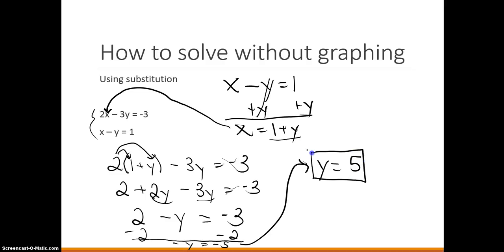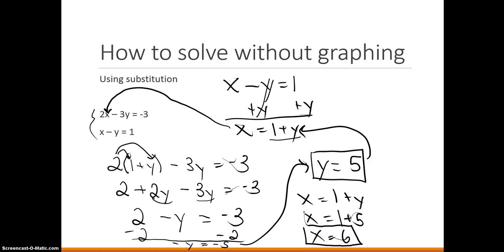So I'm not done. I've solved for y, but I don't know what x is. Now that I know what y is, the easiest thing to do is plug that right into my equation where I know that x is equal to 1 plus y. So since y is 5, x is equal to 1 plus 5. So x is equal to 6. So my x coordinate is 6 and my y coordinate is 5. My solution is (6, 5), and that would be my solution to this system of equations. That is the point where they intersect.